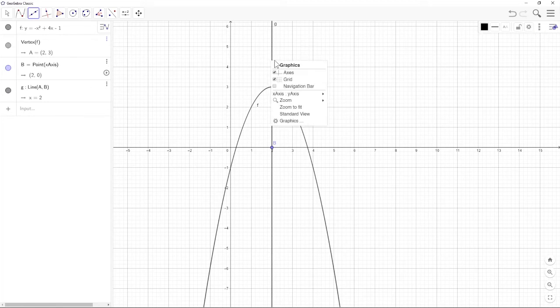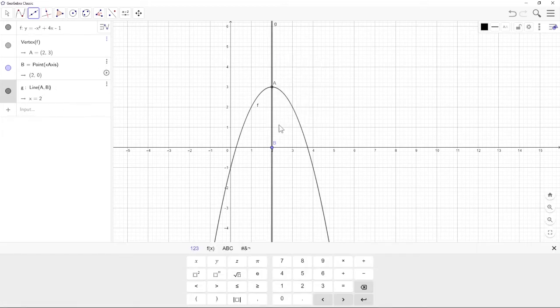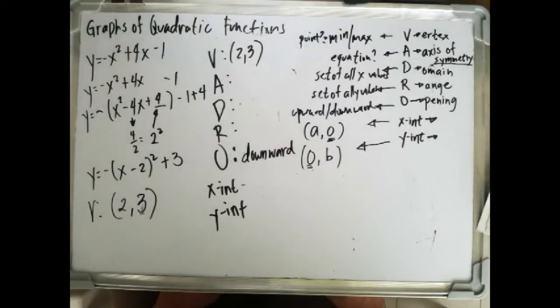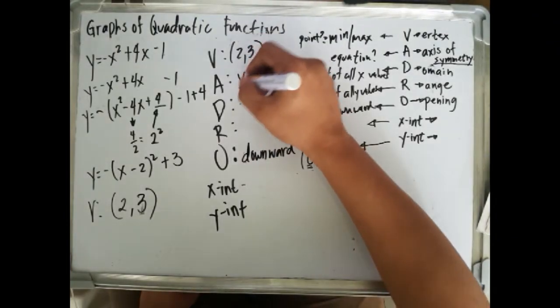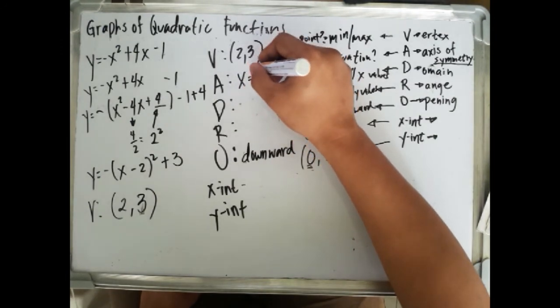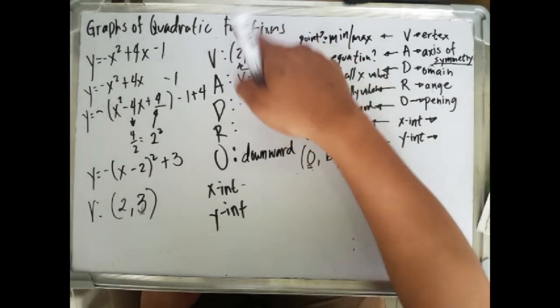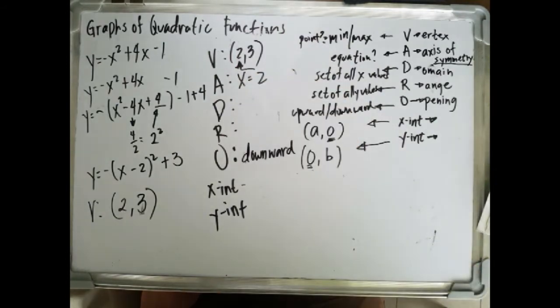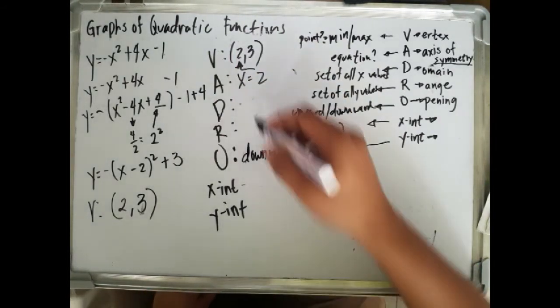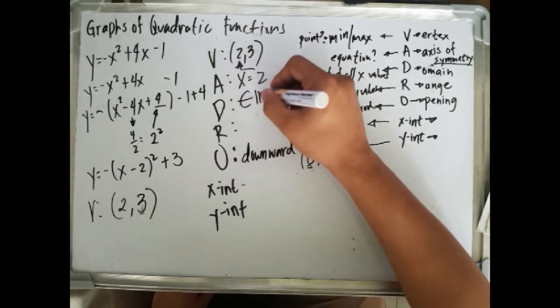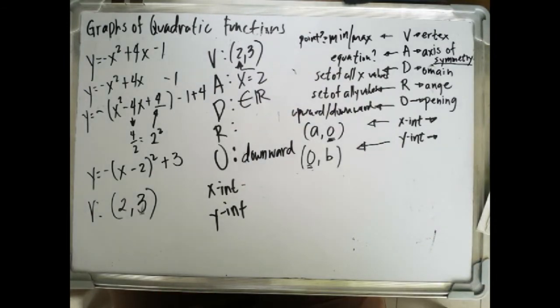Okay, so gagawin natin is, so this line x equals 2. So that is your axis of symmetry. X equals 2. So napansin natin, may connection siya dun sa h natin. X equals 2. Okay. So domain natin is all real numbers, x is an element of the real numbers.